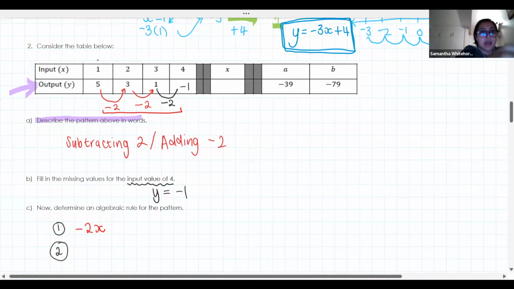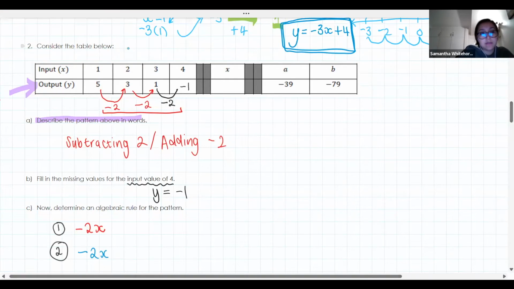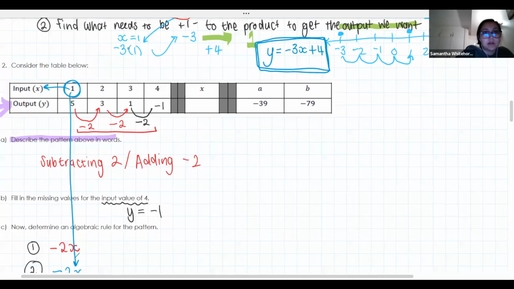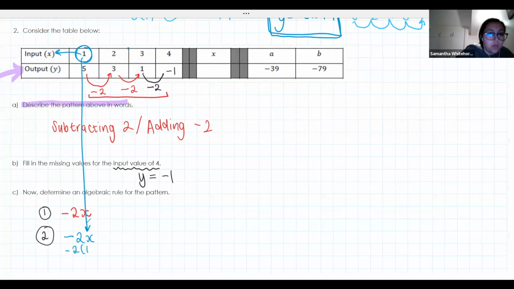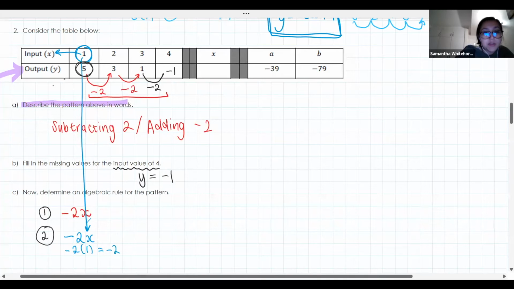Now, how do I determine that? Let's start with what we have. I've got -2 times x. If I take my first input 1 and I substitute that in place of x, because remember, that's what 1 is, it's x. And I say -2 times 1. I get a product of -2. Now my output that I want is 5. We can see that here. I want an output of 5. So my question is, how do I go from -2 to +5? What should I add or subtract?